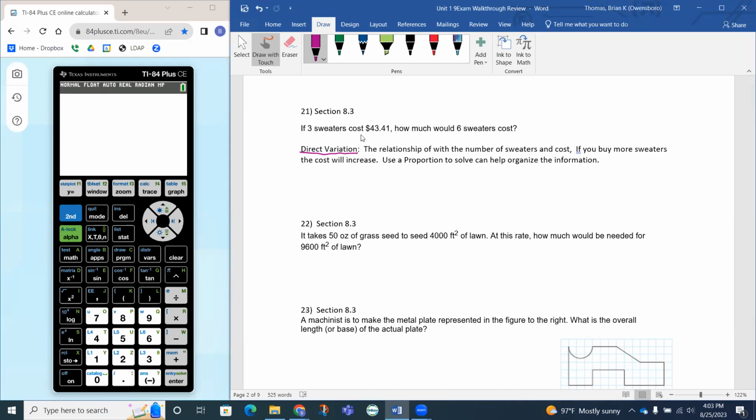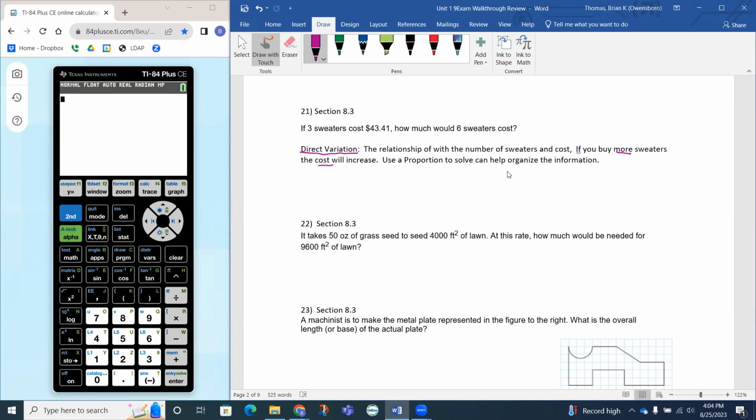So in this problem here, if 3 sweaters cost $43.41, how much would 6 sweaters cost? So this is an example of a direct variation question because if you notice the relationship with the number of sweaters and costs, if you increase the number of sweaters, your costs will also increase. So when you increase either one of them, they go in the same direction. Similarly, if you don't buy very many sweaters, your cost is going to decrease as well. So notice how the units are going in the same direction.